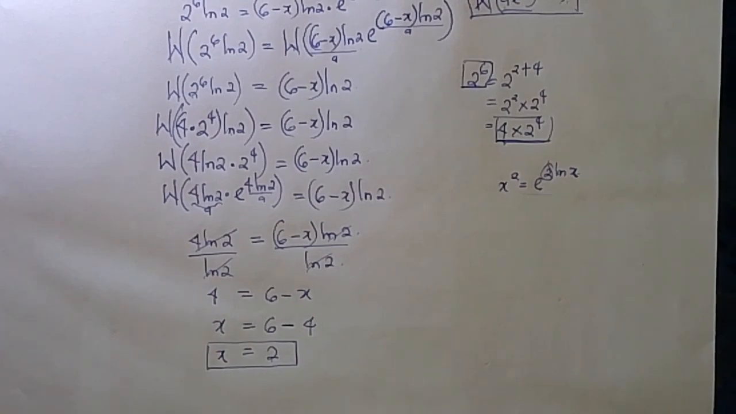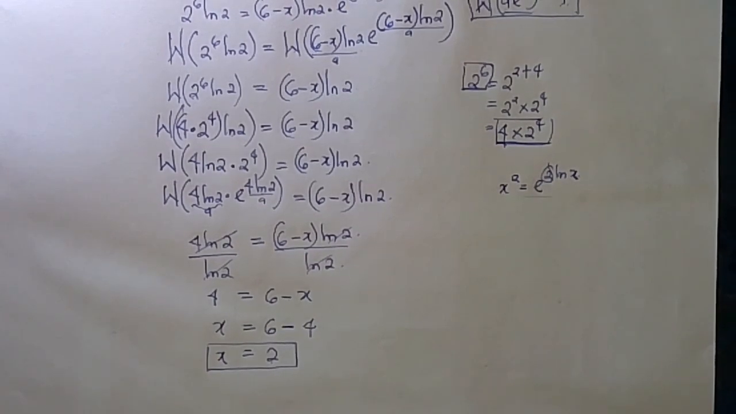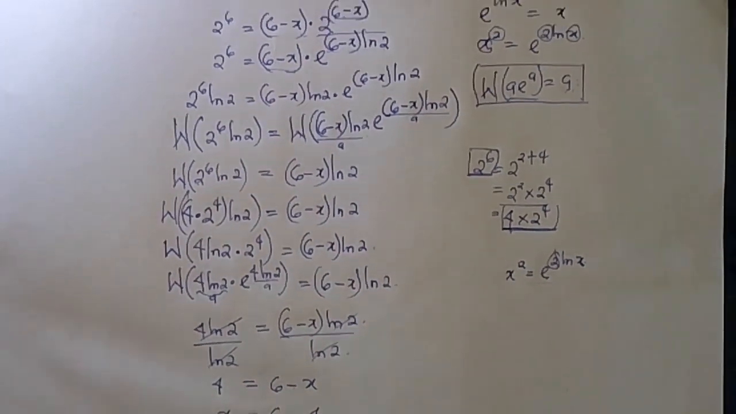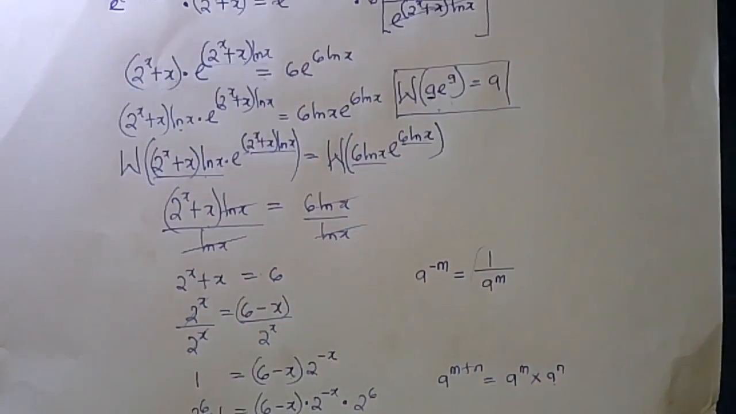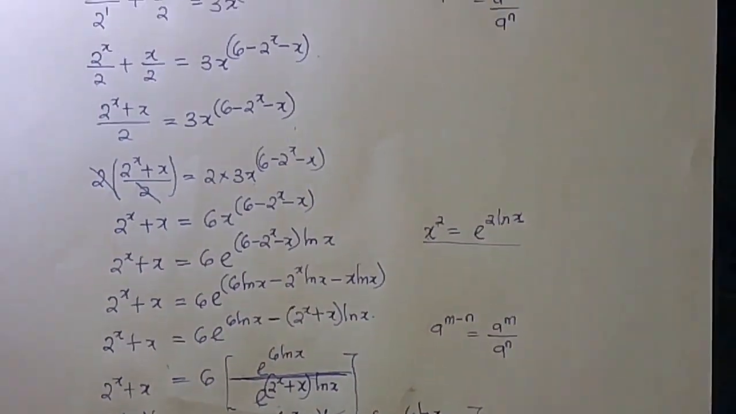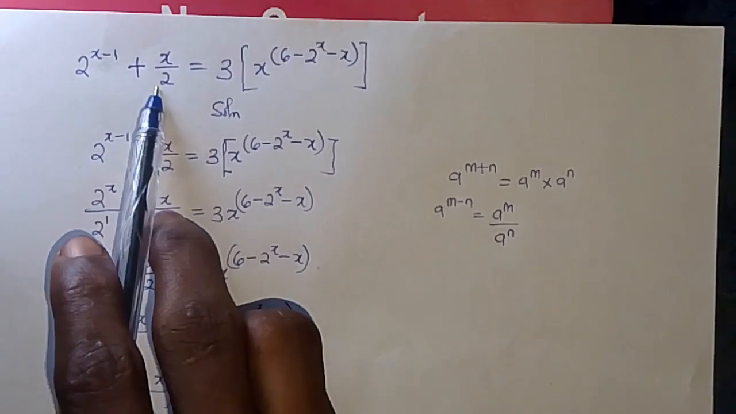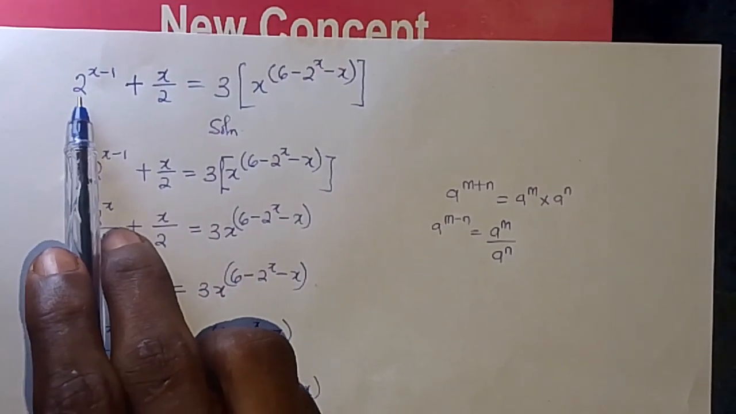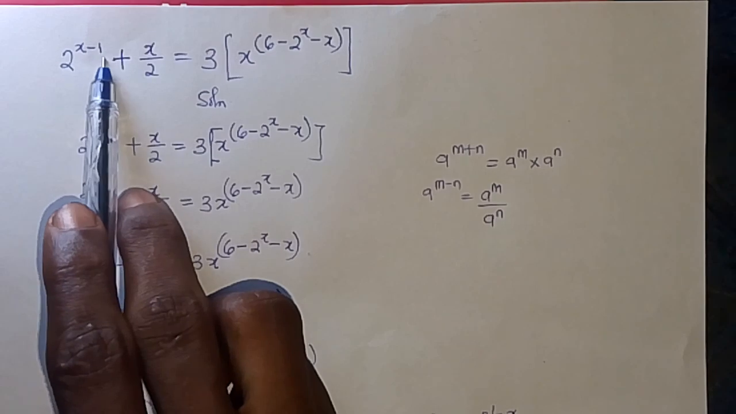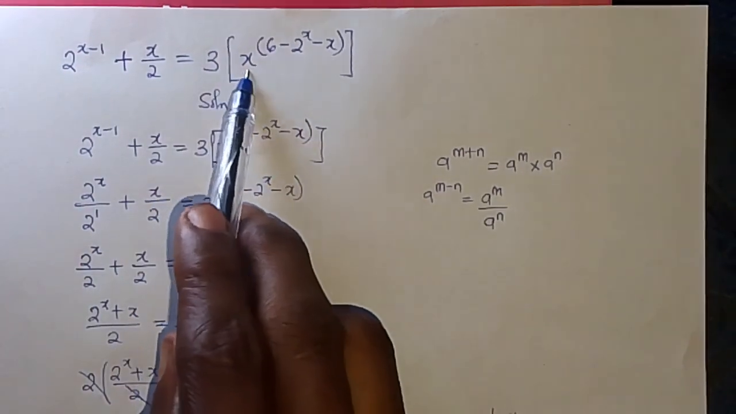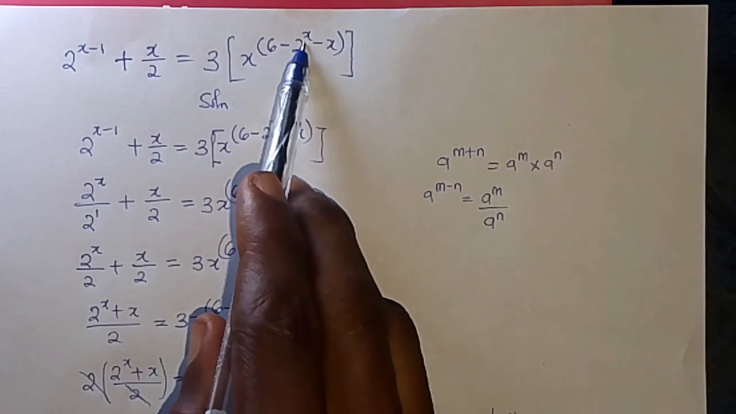So we have to check whether the value of x really equals 2 can satisfy the equation that we were given. Recall that we solved for the value of x from the initial equation. We have to recall the equation that we were given. We were given this equation here: 2 to the power of x minus 1 plus x divided by 2 equals 3 multiplied by x to the power of 6 minus 2 to the power of x minus x.